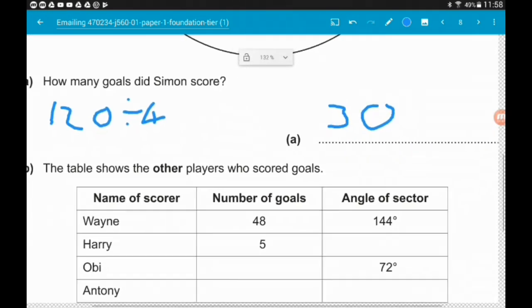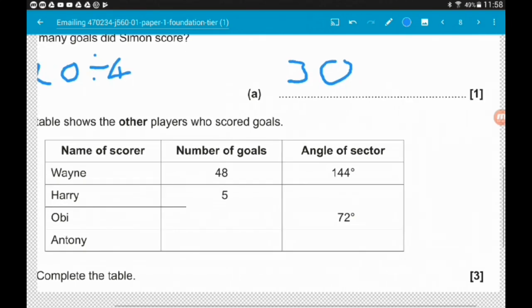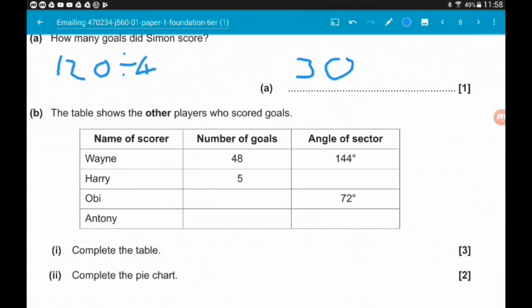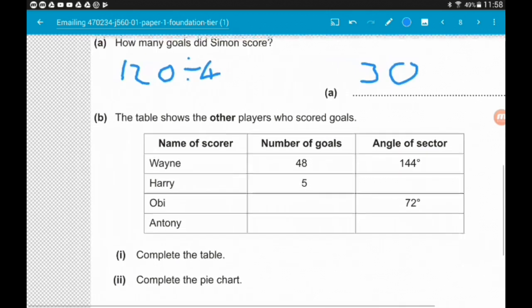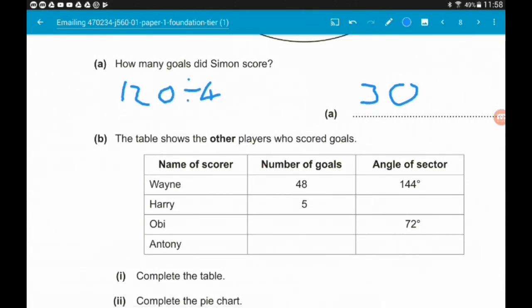Now the table shows the other players who scored goals, and we want to complete the table. So what we need to work out first of all is how many degrees one goal is worth. So we know the angle around a whole circle is 360 degrees. In this pie chart there are 120 goals. So to work out how many degrees one goal is worth, we do 360 divided by 120, which gives us 3. So every goal scored is worth 3 degrees.